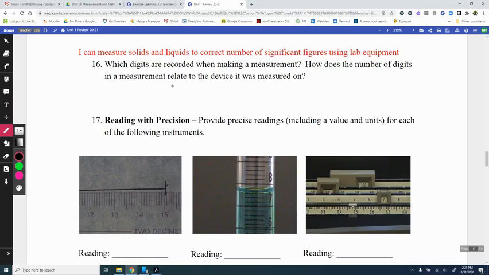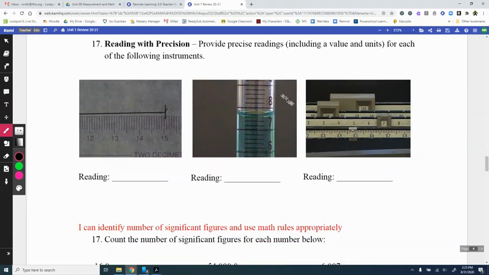Okay. That uncertain digit is always one place value past whatever your measurement tool is marked to. So if it's marked every 1 centimeter, your estimated digit has to be in the 10th place. If it's marked every 10th of a centimeter, your estimated digit has to be in the 100th place. Okay. All right. How does the number of digits in a measurement relate to the device it was measured on? Yeah, we talked about that. Okay, cool.